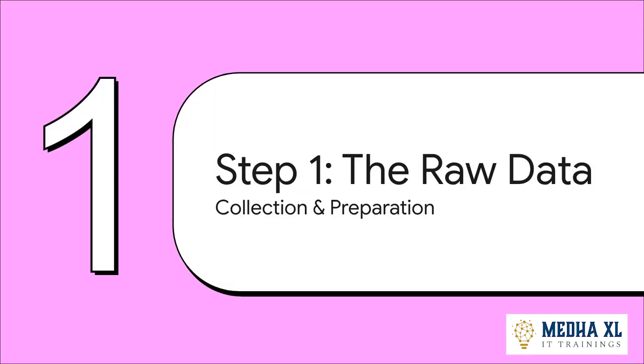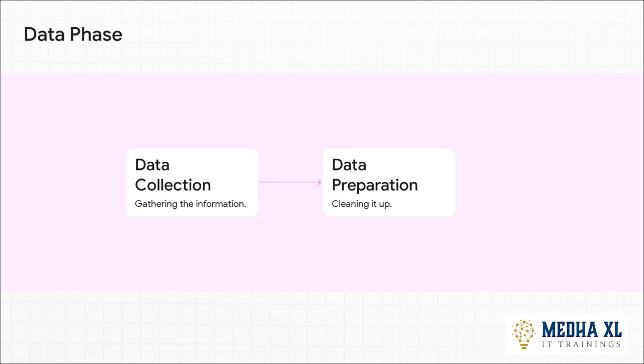All right, so where does a journey like this even begin? Well, like any good recipe, it all starts with the ingredients. And in our case, the first, most critical step is the data. Seriously, without good data, you've got nothing. It's the foundation for everything. And this first part really breaks down into two main jobs. First, you got to collect all the information you need. And then, just as important, you have to clean it all up. Because let me tell you, data from the real world, it's almost always a complete mess.